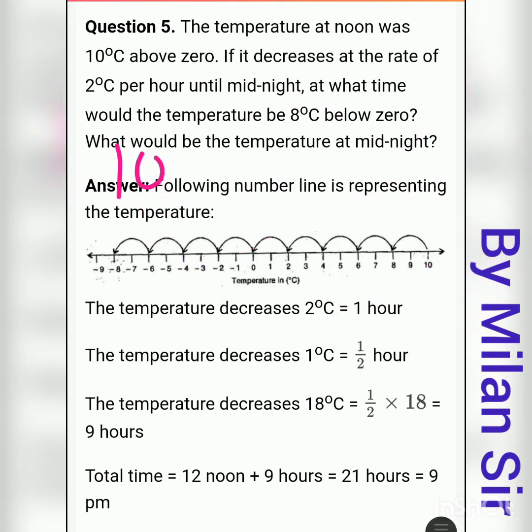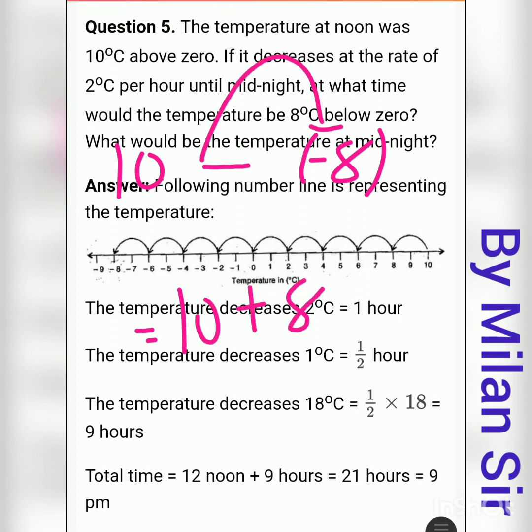So 10 and minus 8, and if we want to find the difference, that means we need to subtract these two numbers. So 10 minus minus 8, so here 10 minus minus plus 8, 10 plus 8 is 18. So here the difference is 18 degrees Celsius.